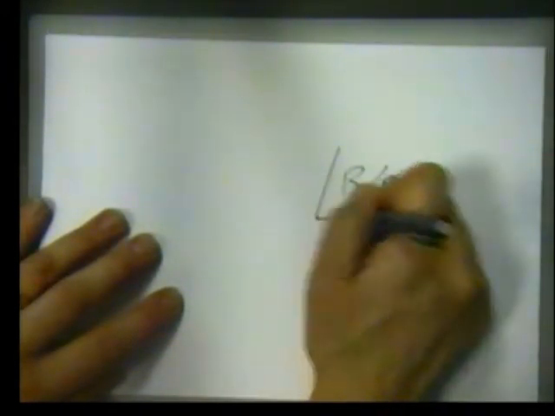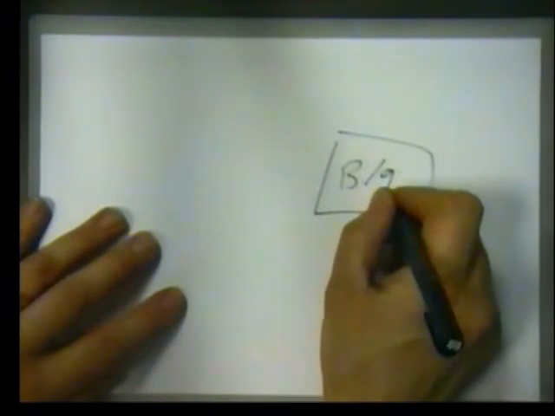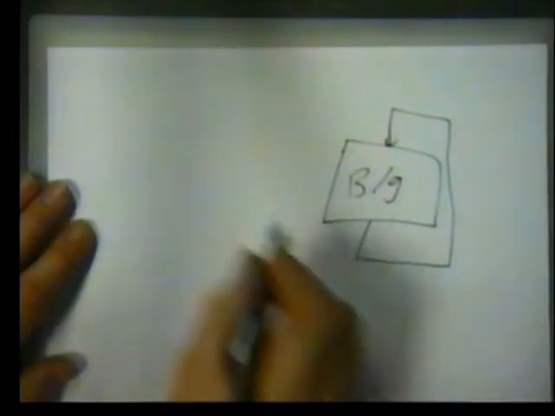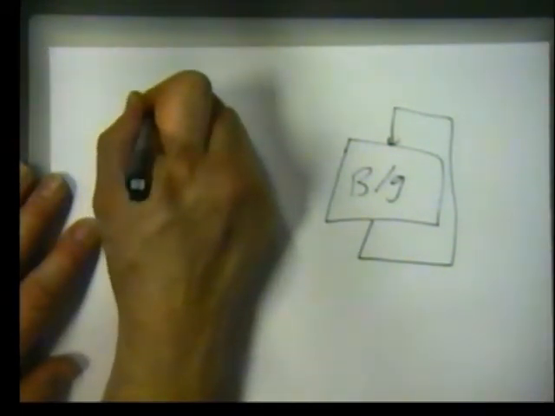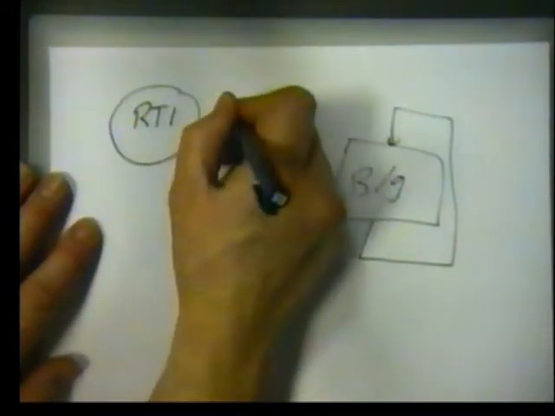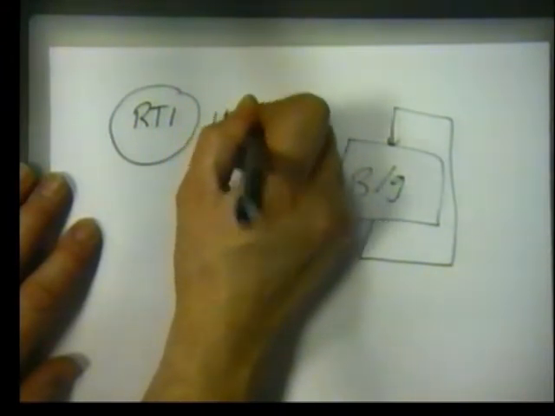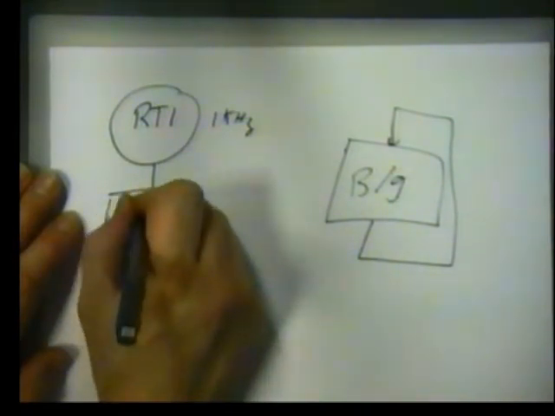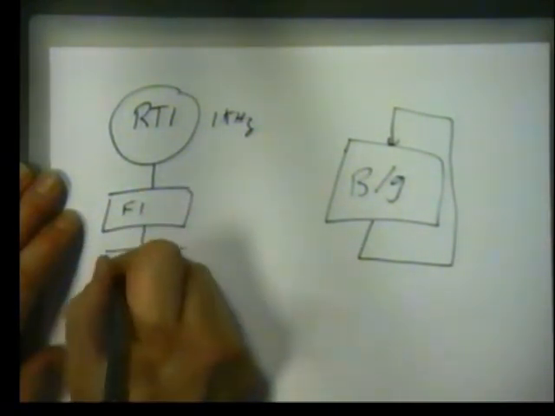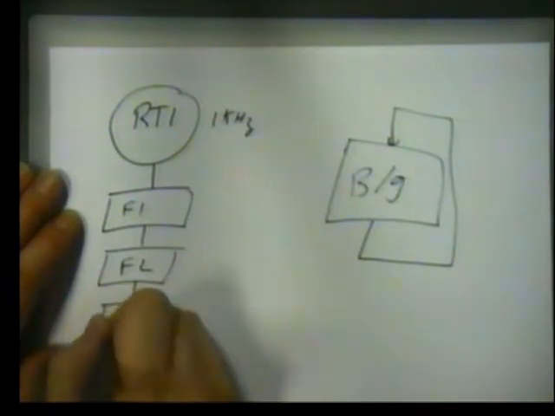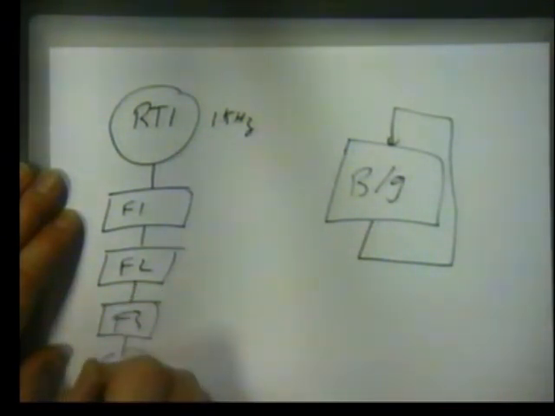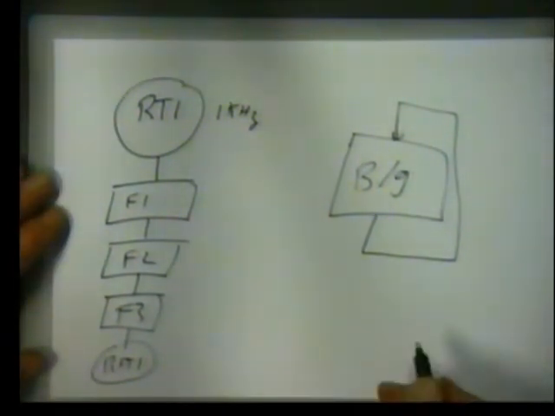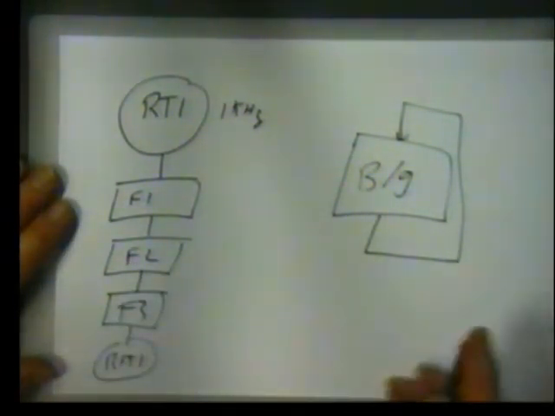We can have a background routine, all our unimportant things, and that will run forever. But in the meantime, we will have a real-time interrupt occurring, say, once every 1 kilohertz or 100 hertz, and that directly executes function 1, function 2, function 3, and then returns from interrupt. Here we have a simple multitasking environment, the simplest operating system you can get.